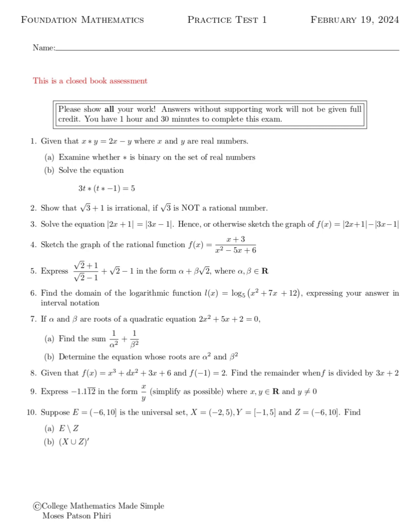So part B, hence or otherwise, we want to sketch the graph of f of x is equal to the absolute value of 2x plus 1 minus the absolute value of 3x minus 1.